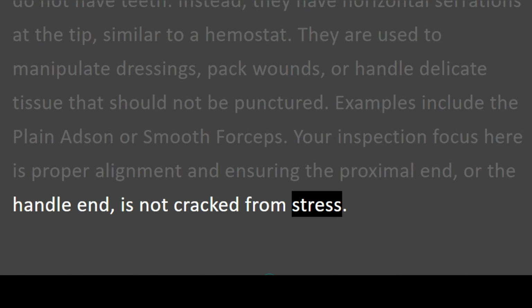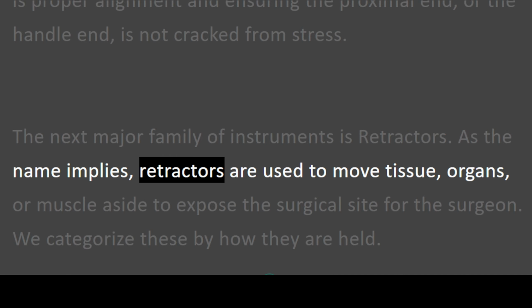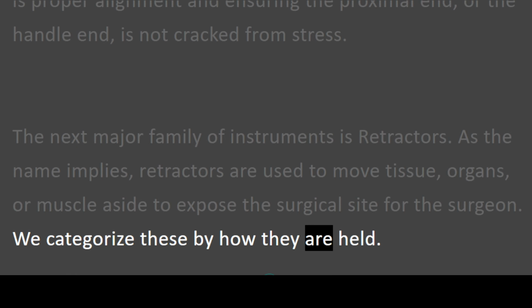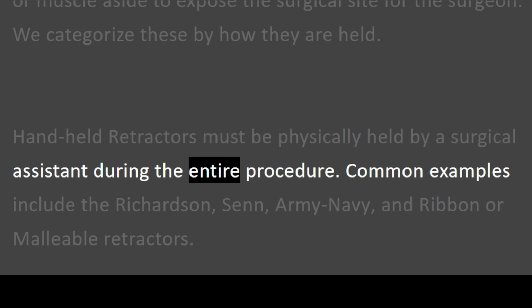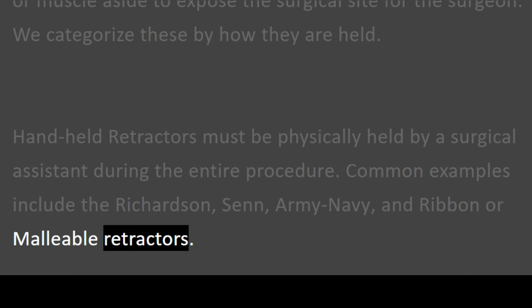The next major family of instruments is retractors. As the name implies, retractors are used to move tissue, organs, or muscle aside to expose the surgical site for the surgeon. We categorize these by how they are held. Handheld retractors must be physically held by a surgical assistant during the entire procedure. Common examples include the Richardson, Sen, Army Navy, and ribbon or malleable retractors.